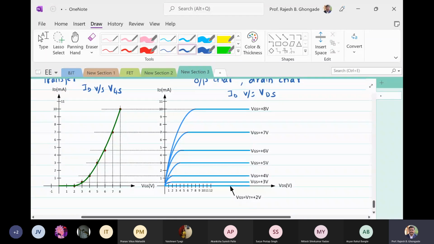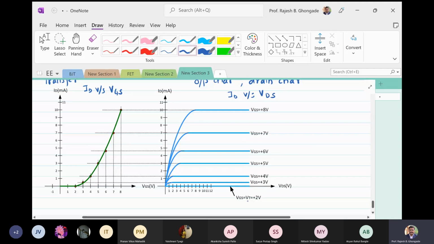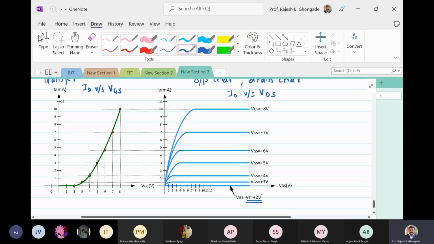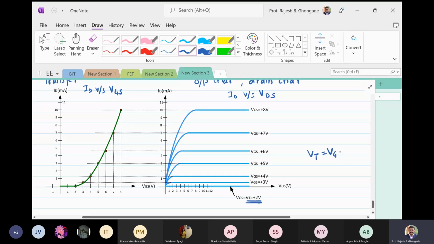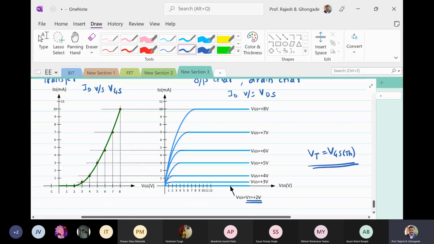Just like JFET, whenever the VGS is below this VT, now for example, I have considered a typical MOSFET which has VT, that is a threshold voltage, also called VGS(th), which is given in the data sheet to be equal to, let us say, 2 volts. So below 2 volts, there is no drain current flow. Why? Because there is no channel induced. Now, as I go on increasing the value of VGS, after this value of VT here, the drain current starts increasing.